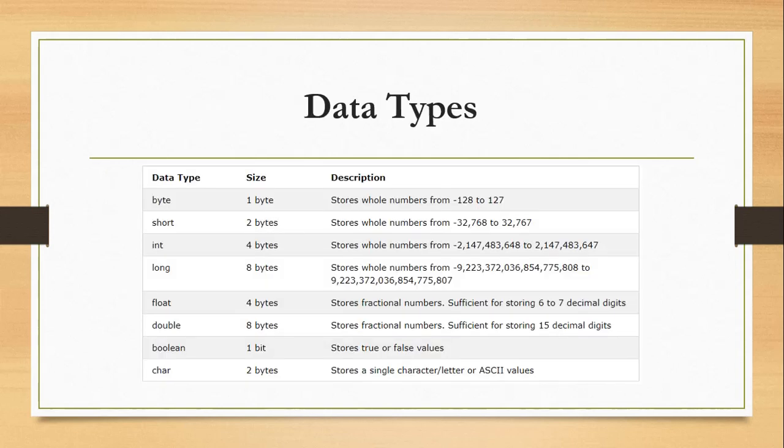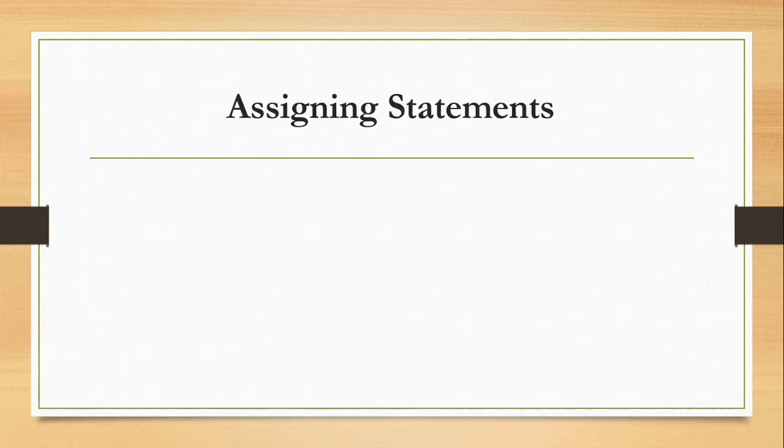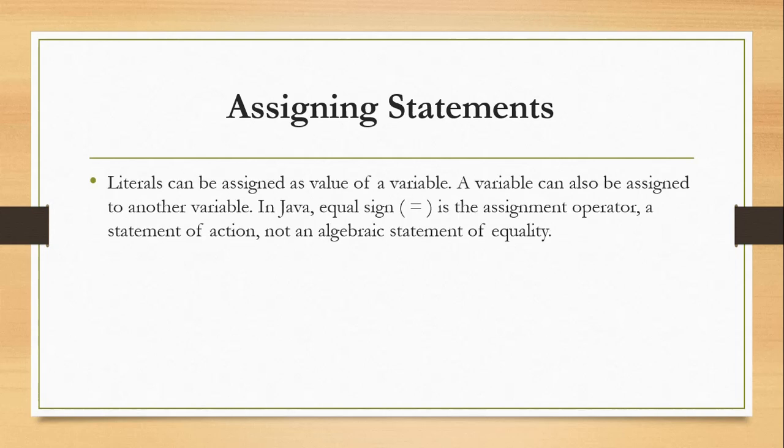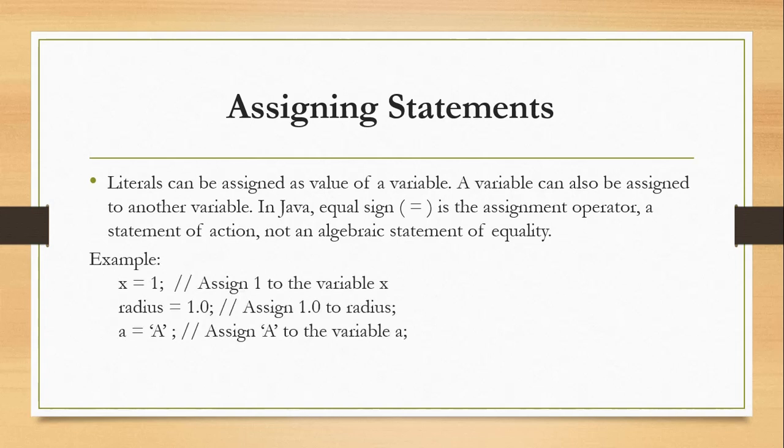For data types in Java, there are 8 primitive data types. These are byte, short, int, long, float, double, boolean, and char. In Java, we use the equal sign as the assignment operator. Literals can be assigned as the value of a variable. A variable can also be assigned to another variable. In Java, the equal sign is the assignment operator, a statement of action, not an algebraic statement of equality. So this is the example.